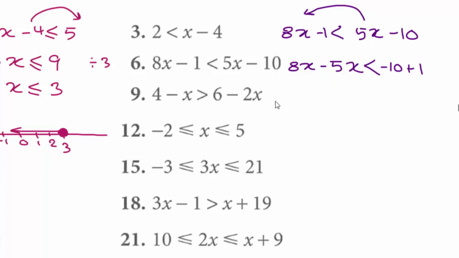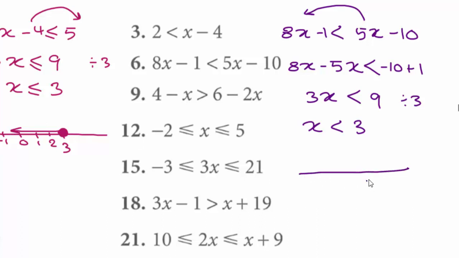Now 8x minus 5x is equal to 3x, which is less than 9. How can we get rid of this 3? By dividing both sides by 3. Divide both sides by 3, then it gives x is less than 3. As an inequality, it will look like this one, but this time the beginning of the line on 3 is open.